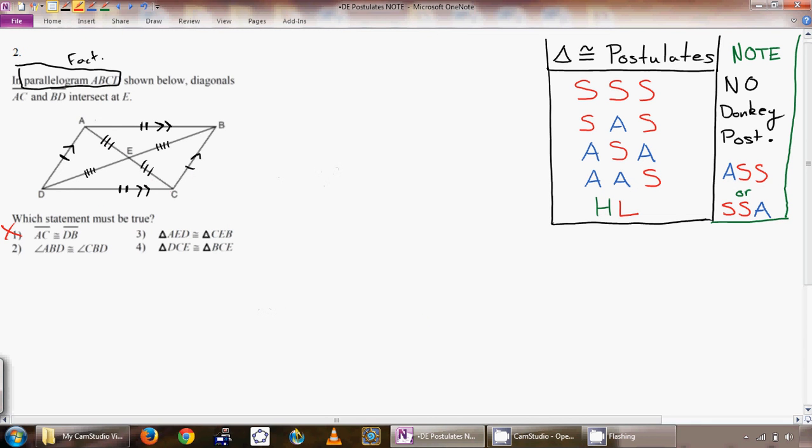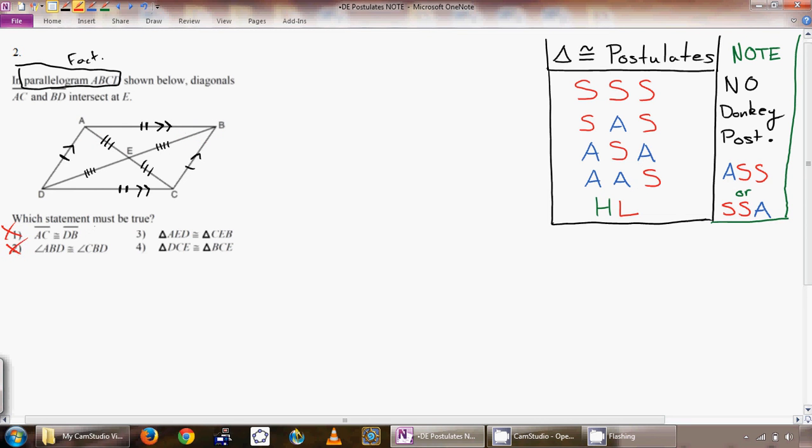Angle ABD. This angle here is congruent to angle CBD. No, the angles aren't necessarily, the diagonals aren't necessarily bisectors. They're not going to be congruent. I mean, take a look over here. See how these are grossly different? So the same logic applies over here. Those are not necessarily congruent.